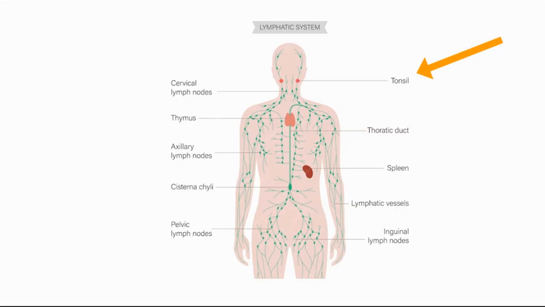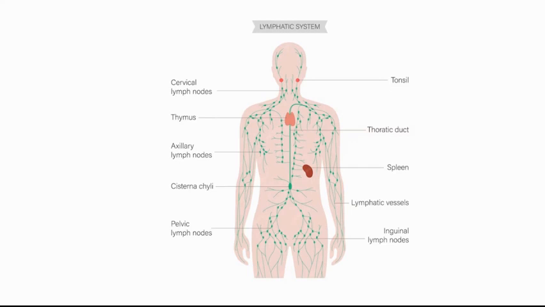The tonsils are located at the back of the throat on either side. The tonsils are part of the body's defense against inhaled or ingested pathogens. They help to trap and destroy bacteria and other foreign particles.